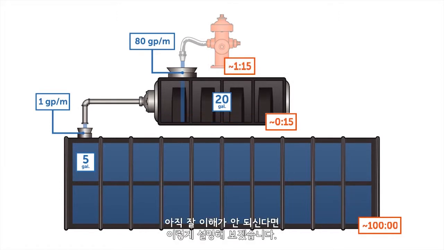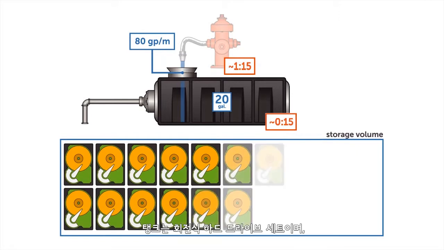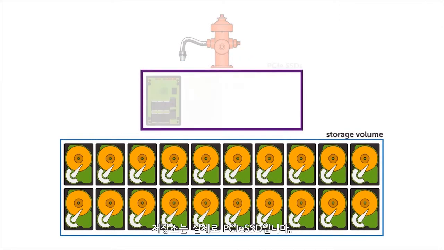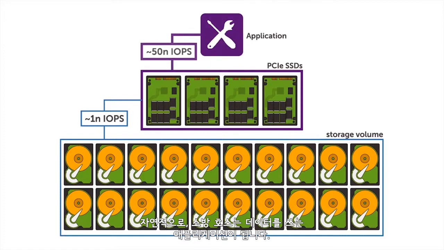If you haven't figured it out already, the drums are your storage volume, the tanks are your set of rotating hard drives, and the reservoirs are actually PCIe SSDs, which combined makes the big container we just talked about. Naturally, this makes the fire hose your application that is writing the data.